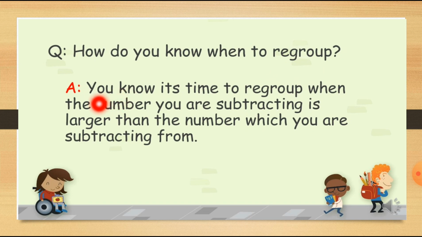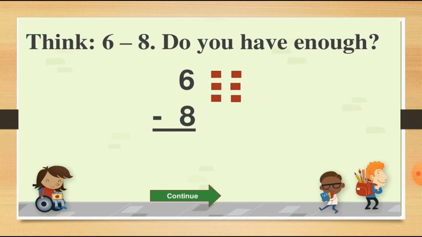Let's see the answer. You know it's time to regroup when the number you are subtracting is larger than the number you are subtracting from. Here it means the number on top is smaller than the number we are subtracting. So here is the number 6 and here is the number 8. Whenever the top digit is small and the bottom digit is big, at that time you have to regroup the sum.